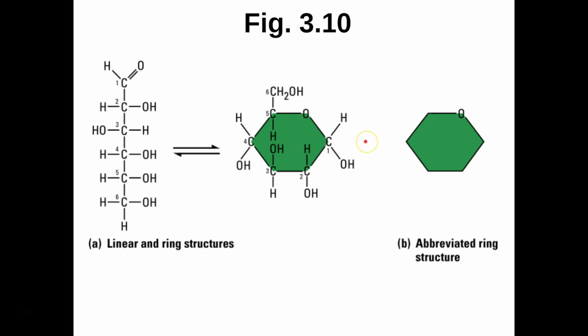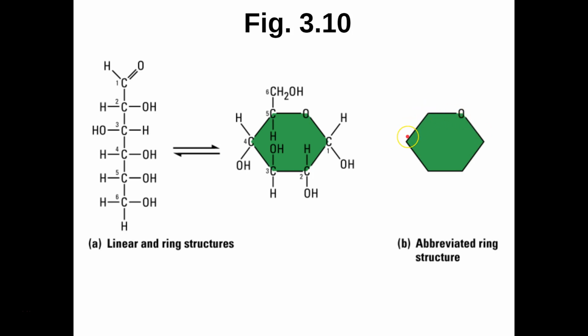So I told you guys we weren't going to do organic chemistry. I just wanted to show you this. This is an abbreviated version of the ring structure. Everywhere that there is a point on this ring, there is a carbon. So there's a carbon here, here, here, here, and here. There's no carbon here because that's where the oxygen is.